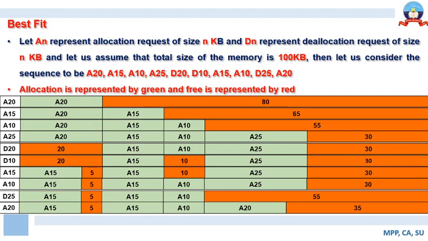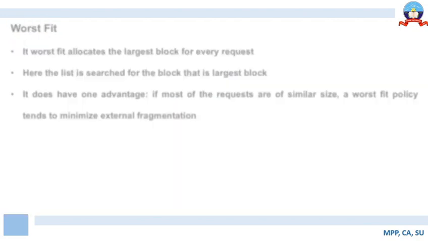So this is the way the BestFit algorithm attempts to allocate memory to the requesting process. Now let us discuss the WorstFit memory allocation scheme. As the name says, the WorstFit memory allocation scheme attempts to allocate the largest block for every request. So in WorstFit, the largest block will be allocated to the requesting process.